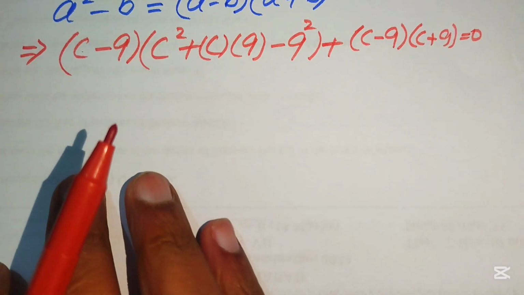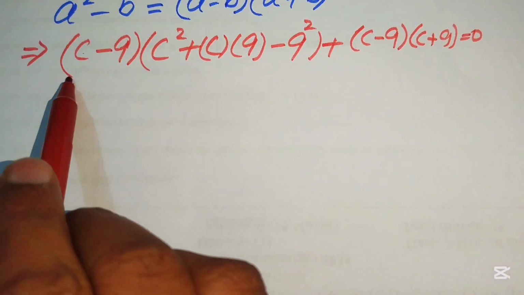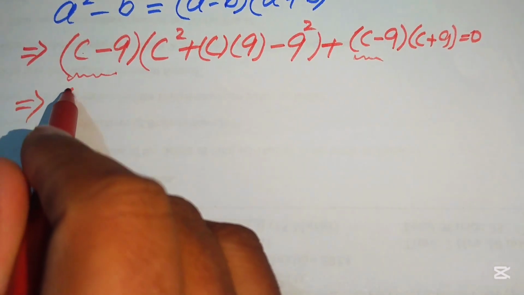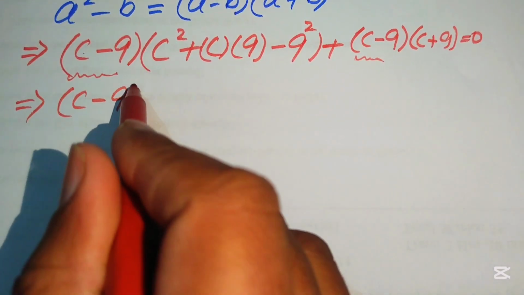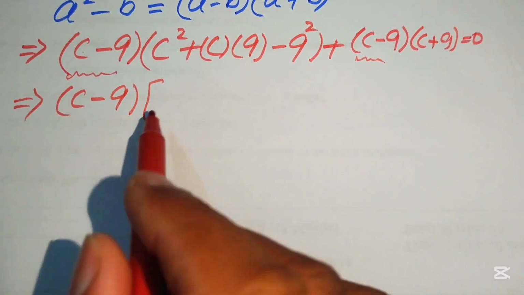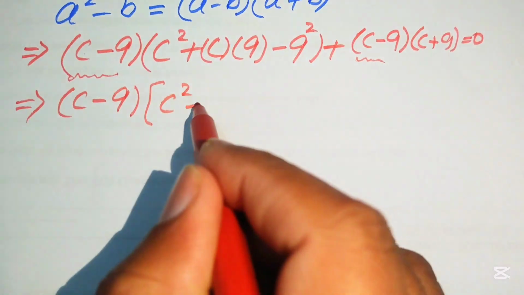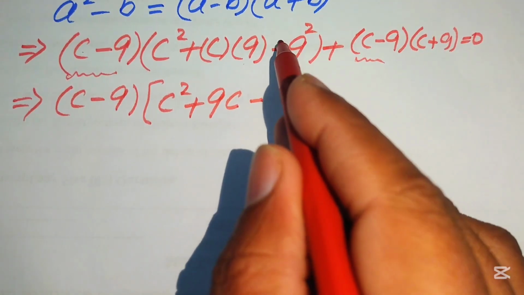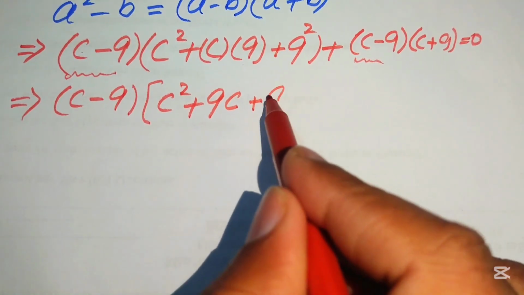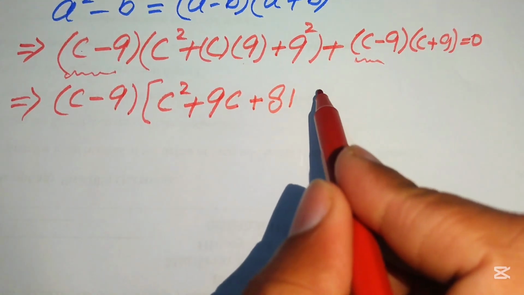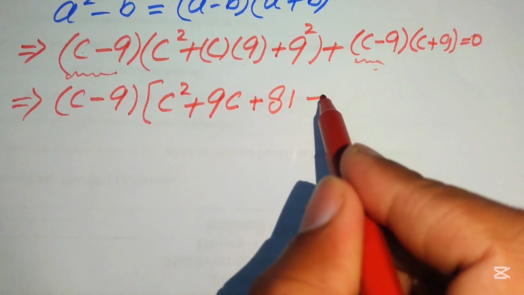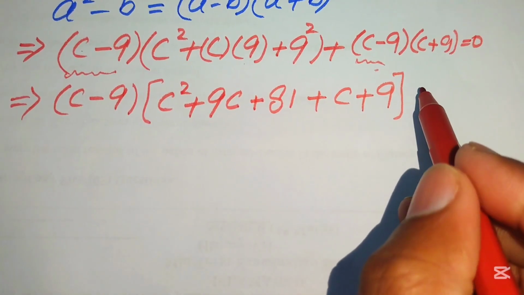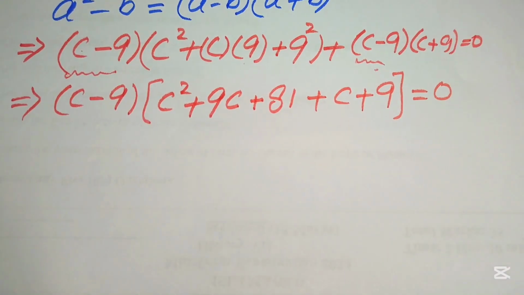Further, we need to simplify this equation. Here we have c minus 9 as the common factor, so we take common c minus 9, and the remaining terms are c square plus 9c plus 81. And when you take common c minus 9 here, you obtain the remaining term c plus 9, and this whole equals 0.